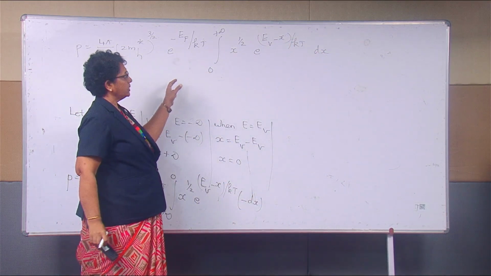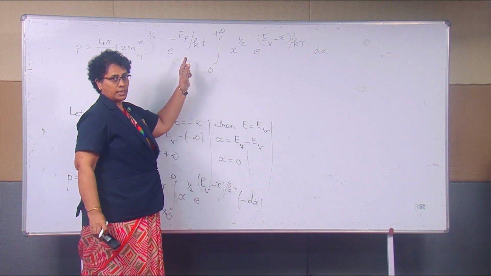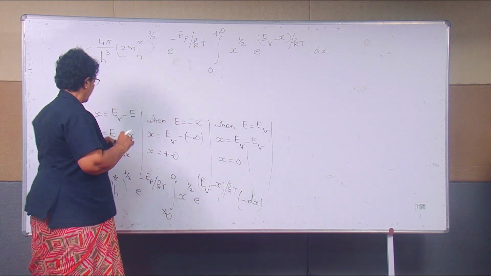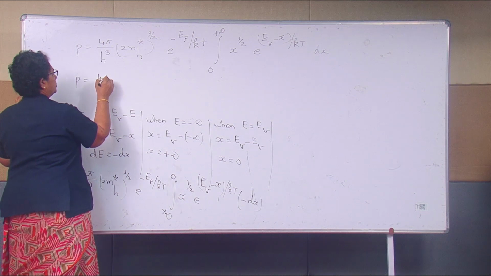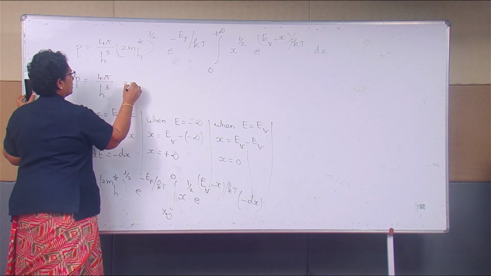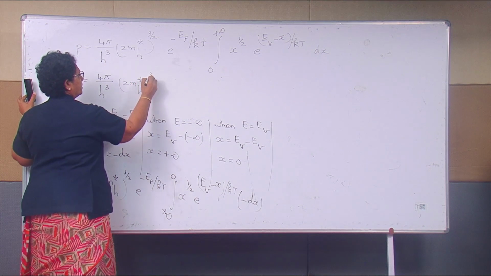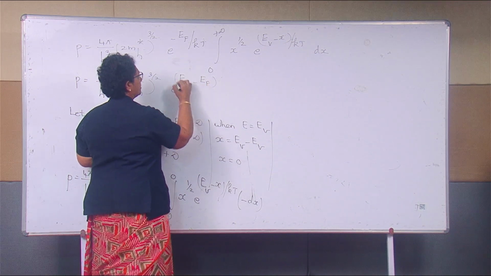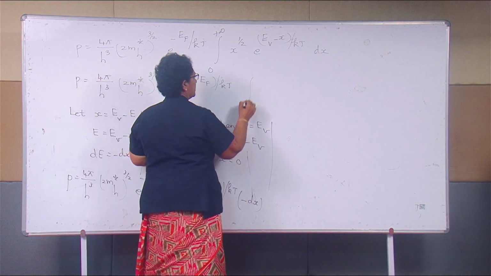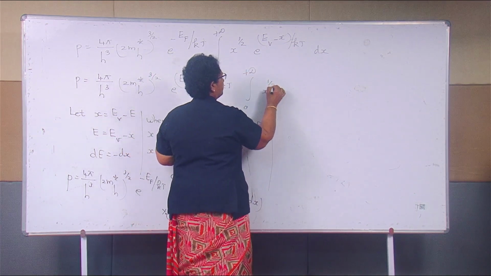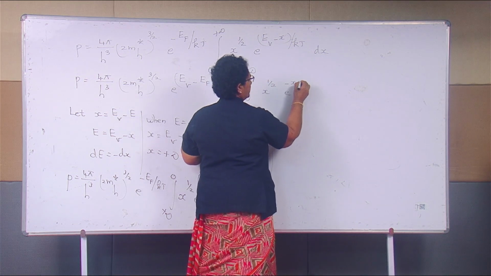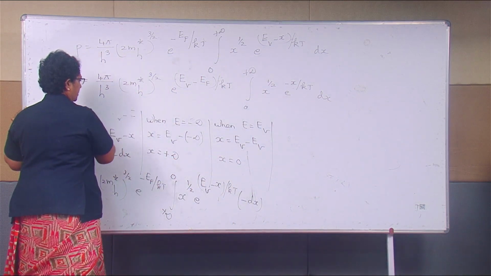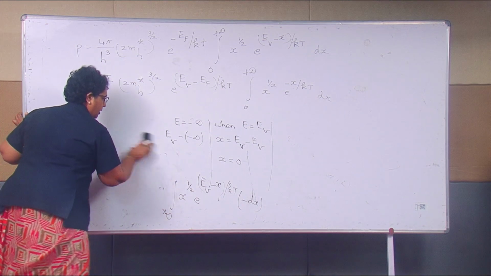Now before integrating this, once again you have to take the constant outside. Here the constant is EV by kT, and you can club it with this. So P is equal to 4 pi by h cube (2m h star) to the power 3 by 2 and e to the power of (EV minus EF) by kT, and the integral from 0 to plus infinity of x to the power of half e to the power of minus x by kT into dx. Similarly, whatever we have done for electrons in the CB, we can do this for holes in the VB also.